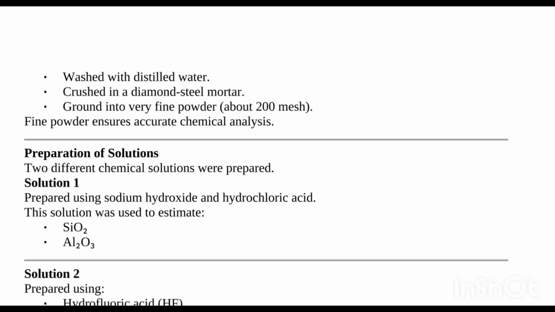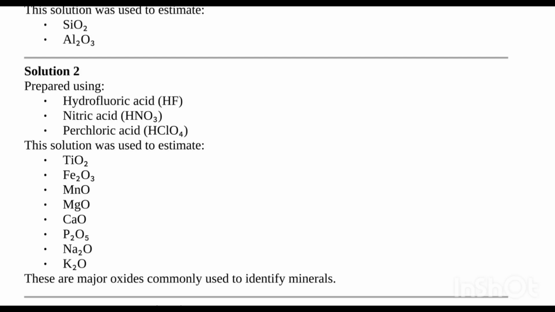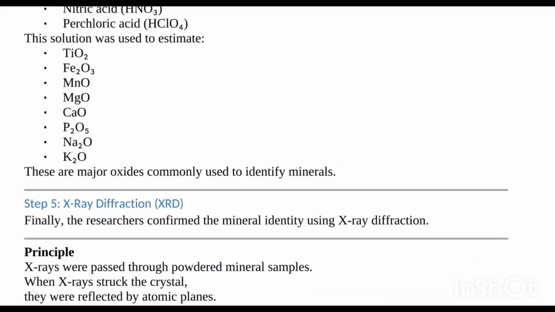So now they prepared the solutions. Two different chemical solutions were prepared. The first solution was prepared using sodium hydroxide and hydrochloric acid. This solution was used to estimate SiO2 and Al2O3. The second solution was prepared using hydrofluoric acid, nitric acid, and perchloric acid. This solution was used to estimate all the major oxides commonly used to identify minerals.